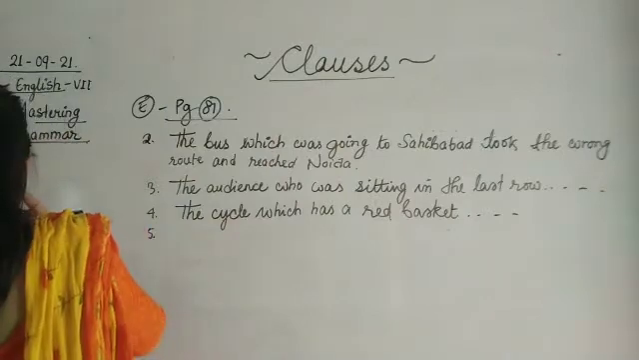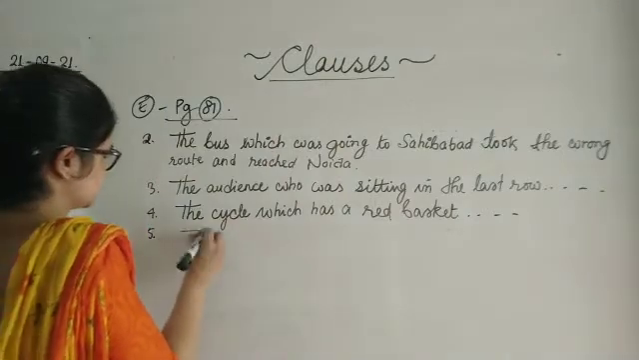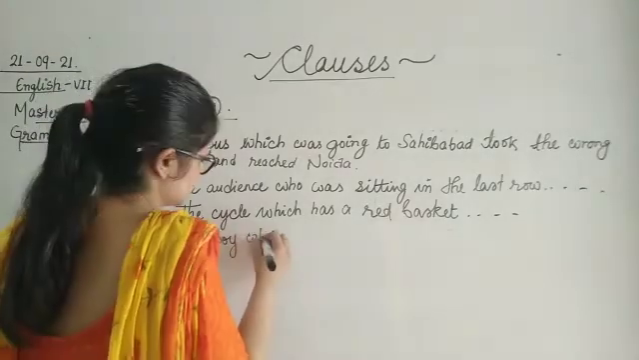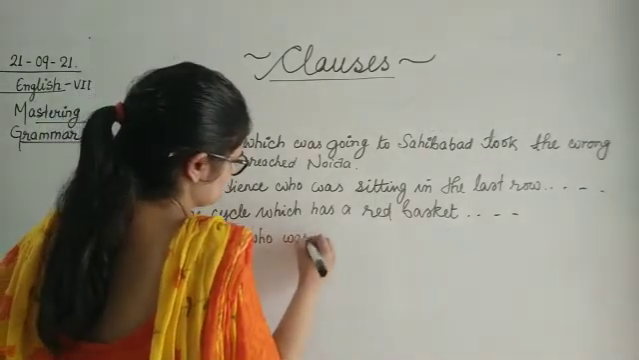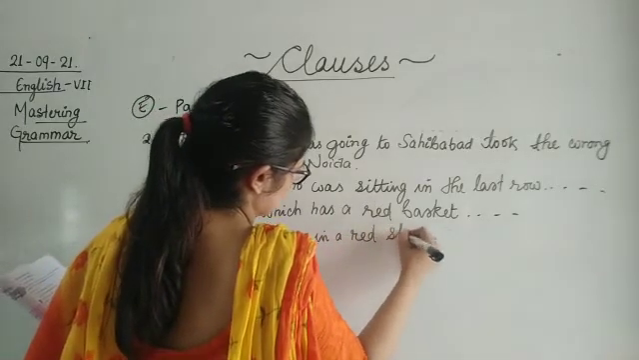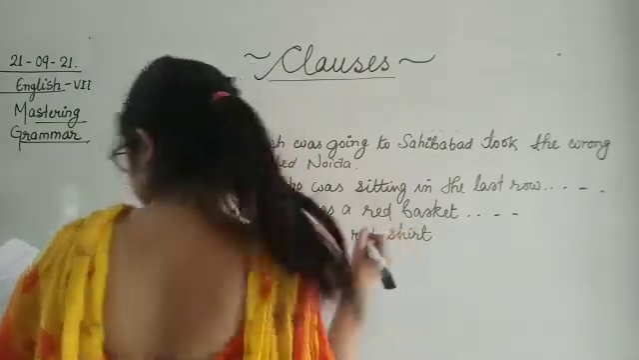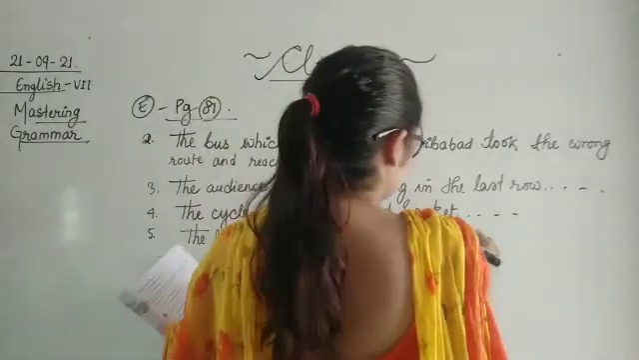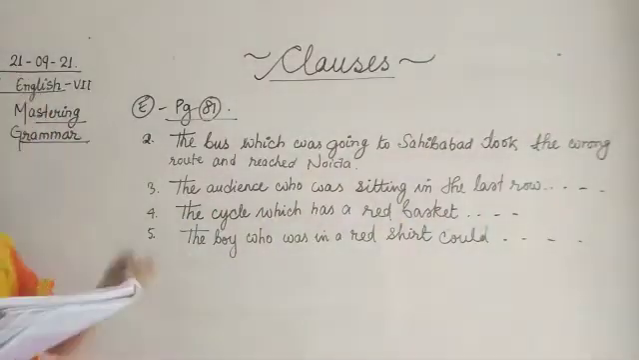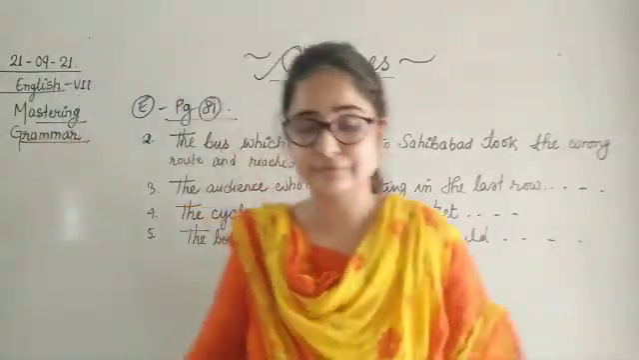Number 5. The boy in a red shirt. The boy who was in a red shirt could not. Again you can just go ahead and write the next words. Okay children, we are done with this. Now we will move ahead with adverb clause.